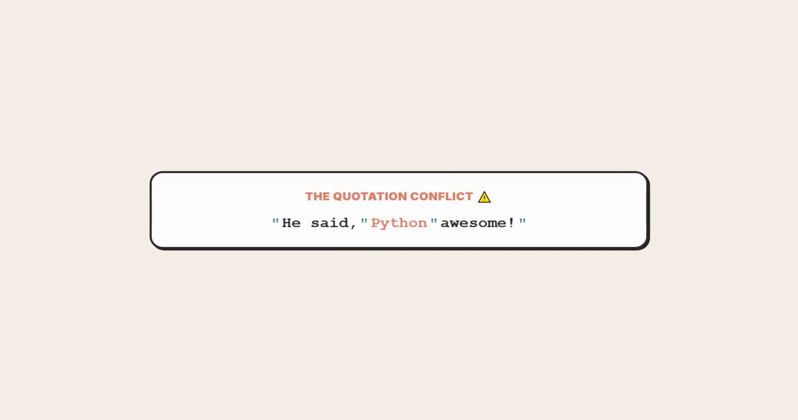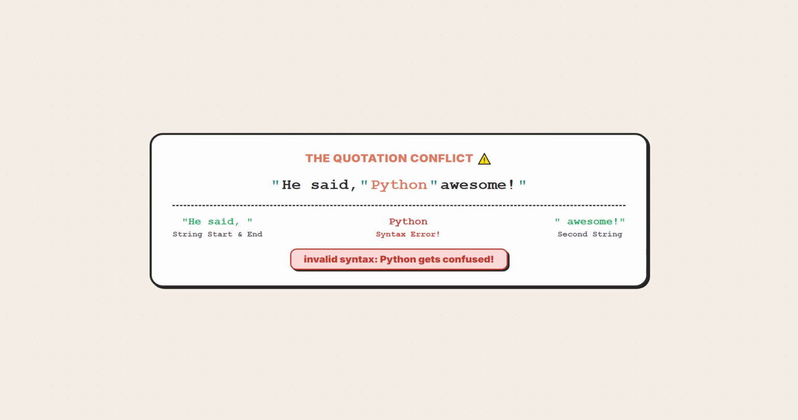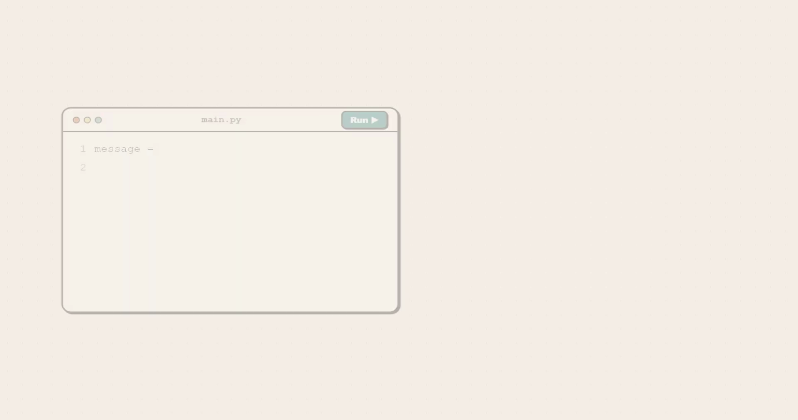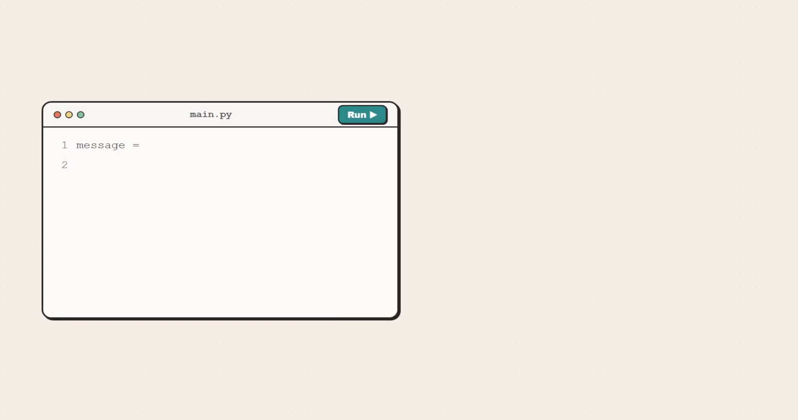But what if you want to include actual quotation marks inside your text? For example, what if you want to print, He said, "Python is awesome." If you wrap the whole sentence in double quotes, Python gets confused because it thinks the string ends early. To solve this, we can wrap the outer string in single quotes and use double quotes inside.